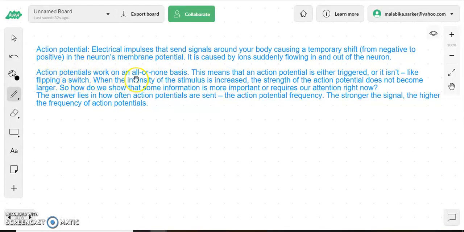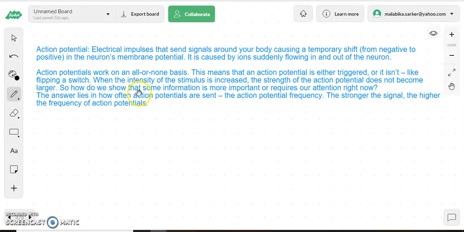Action potentials work on an all or none basis. Very important, please read carefully. This means that an action potential is either triggered or it isn't, like flipping a switch. When the intensity of the stimulus is increased, so subsequently if we increase the intensity of the stimulus, the strength of the action potential does not become larger.